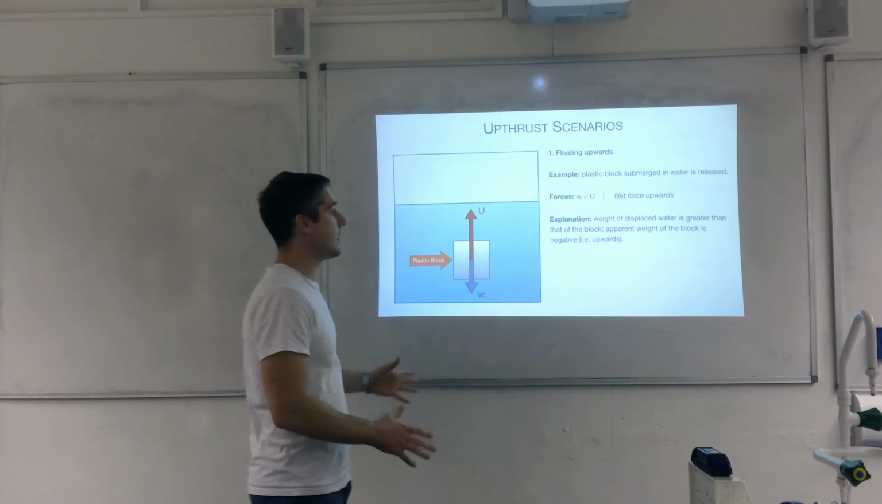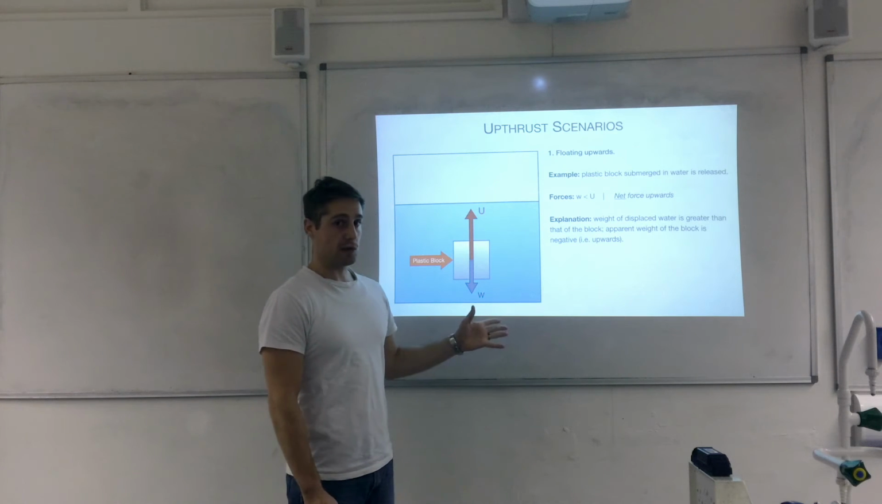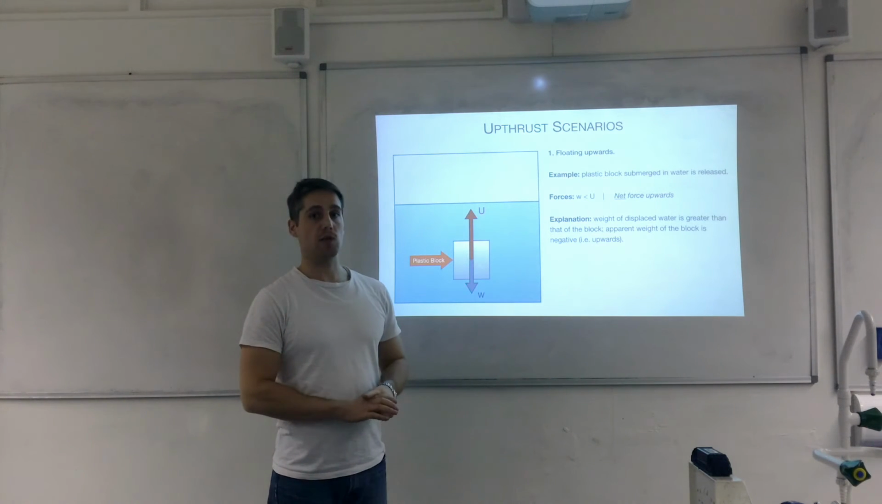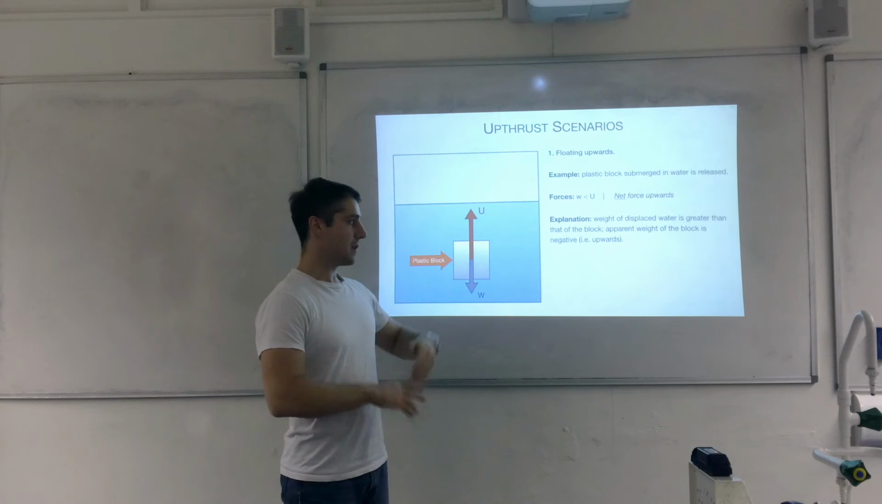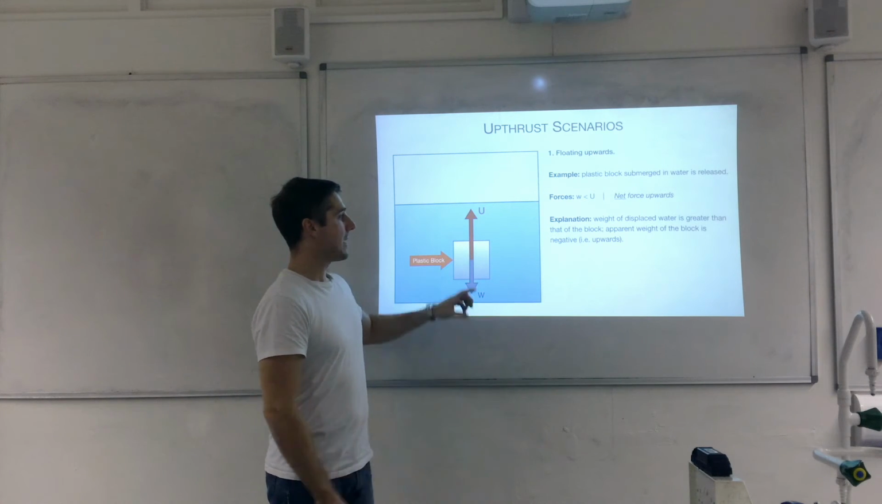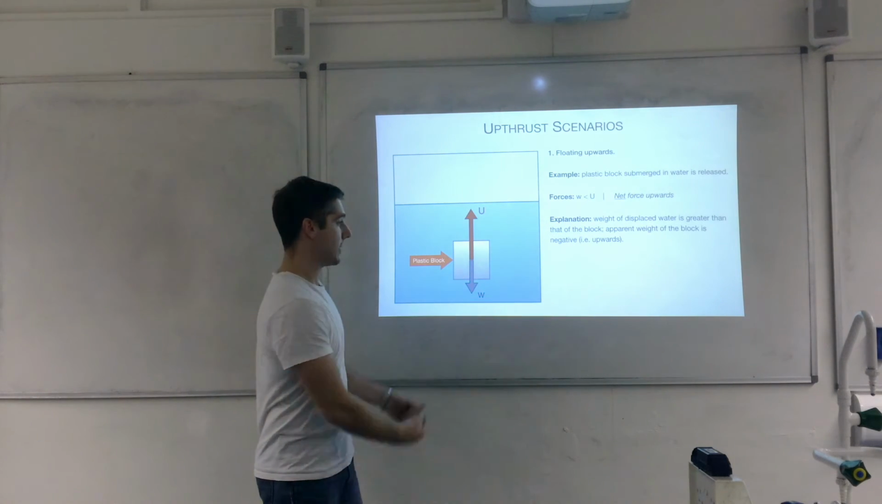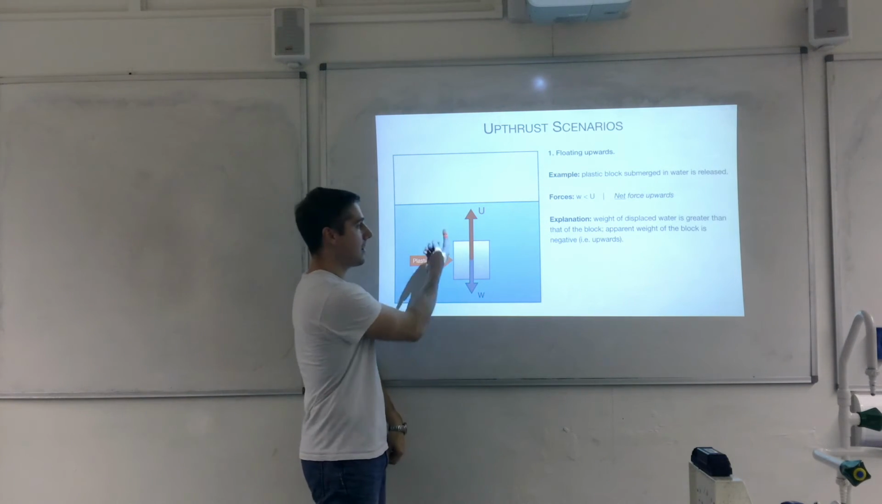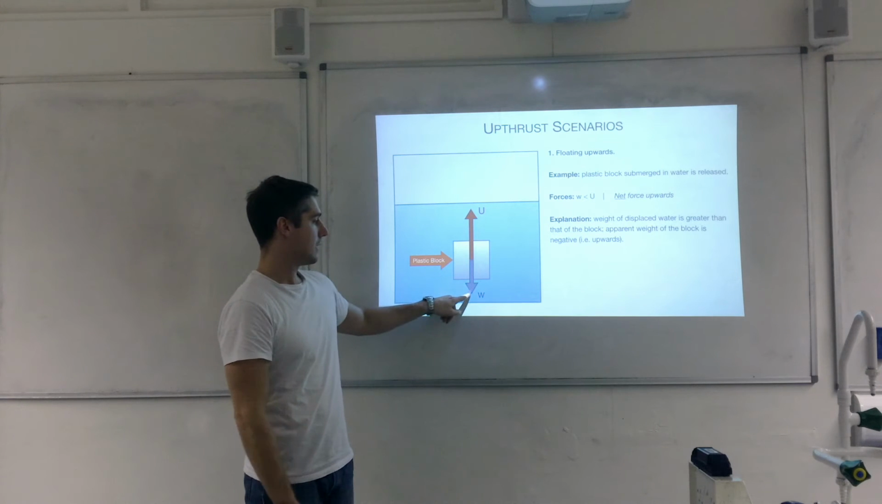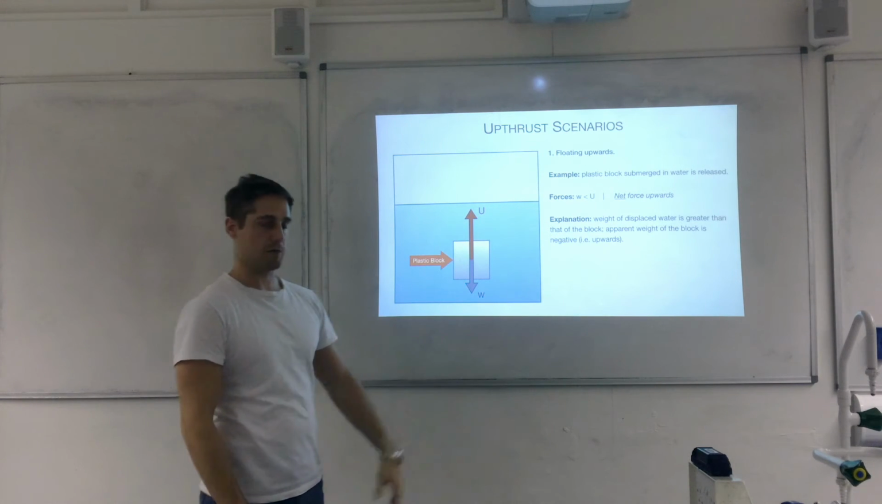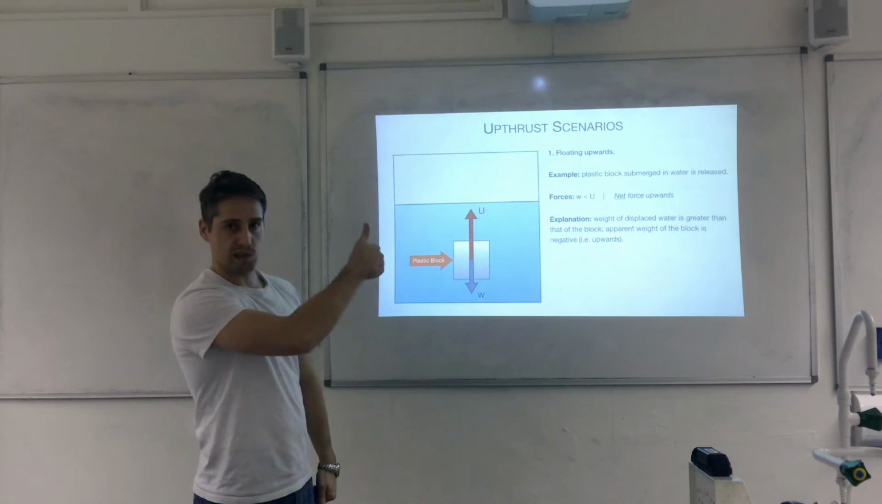In this case, the weight of the displaced water is greater than the weight of the block, meaning that the upthrust would be bigger. And that would give us, if we were to measure the apparent weight, a negative apparent weight, which means that the apparent weight is upwards. If you do W minus U, you get a negative value. So it means that the net force is upwards, basically.